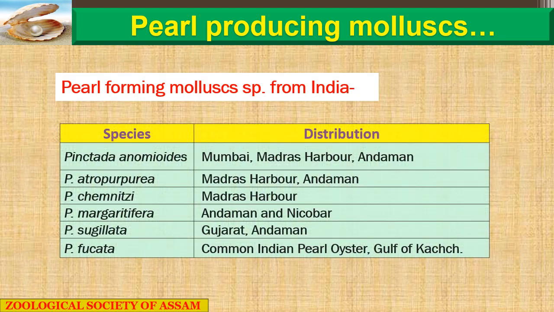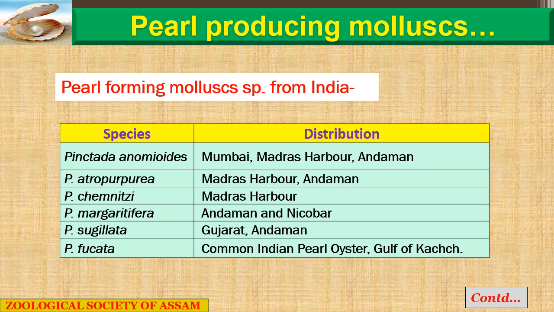Different species of mollusk which produce pearl from the Indian region are shown in the table with their distributional range. Pinctada anomioides from Mumbai, Madras Harbour and Andaman. Pinctada atropurpurea from Madras Harbour and Andaman.